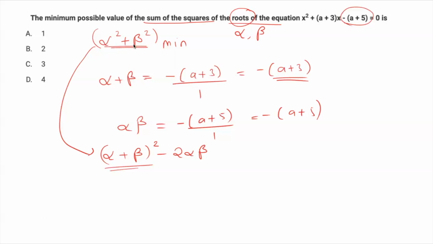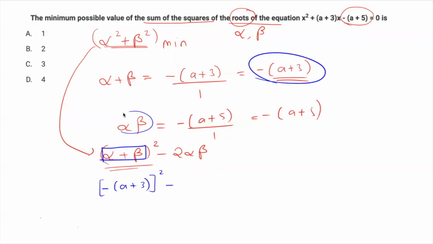I'm simply writing this expression as (alpha plus beta) the whole square minus 2 alpha beta. And now we have to plug in the value. So in place of alpha plus beta, we can substitute minus of (a plus 3). I will get minus of (a plus 3) the whole square minus... In place of alpha into beta, I can substitute minus of (a plus 5). So minus 2 into alpha beta will be minus of (a plus 5).